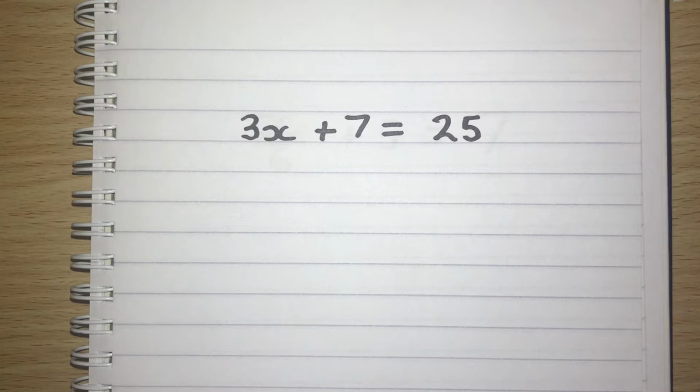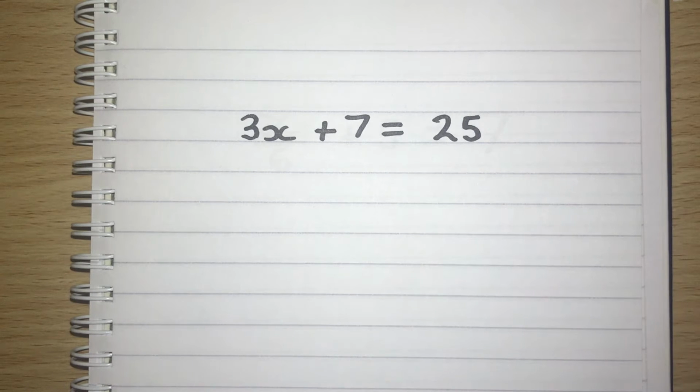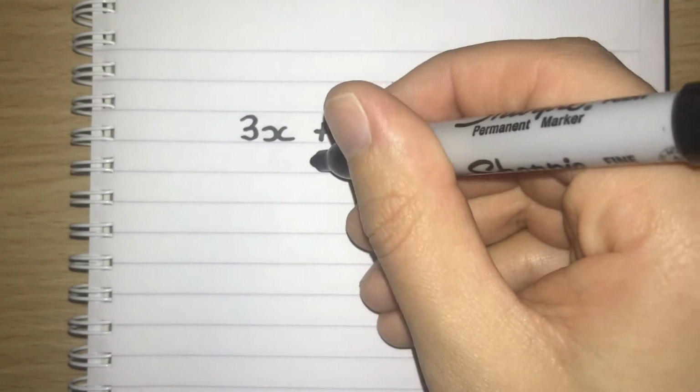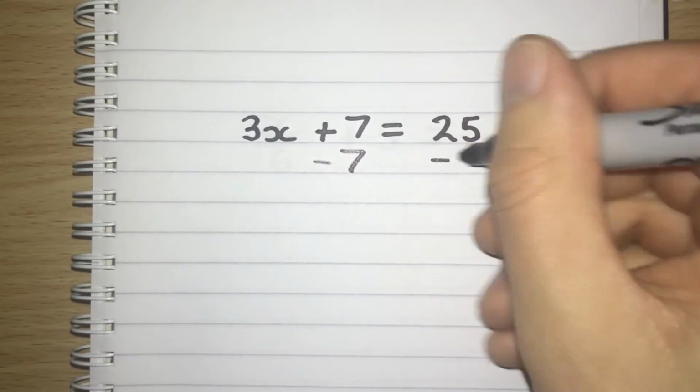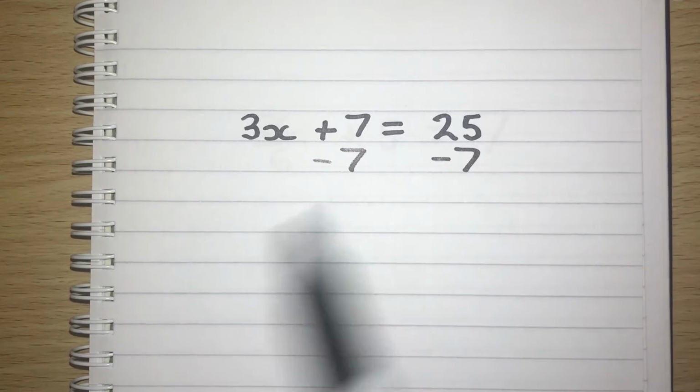Now to work out that x, we've got to work backwards. So to work backwards, the first thing we've got to do is get rid of this plus 7. Now to get rid of that plus 7, we need to take it away. We need to do the opposite of adding. So we take away 7, and we're going to do this on both sides of our equals. We've got to keep it equal. We've got to keep it balanced on both sides.